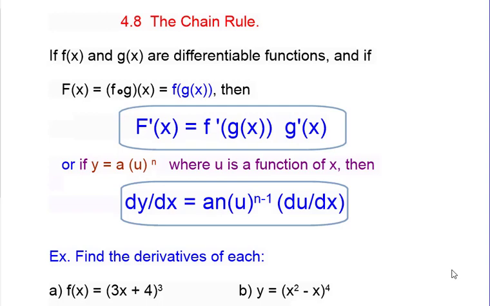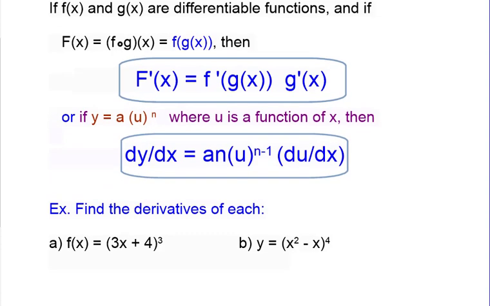Today we're going to be looking at 4.8, the chain rule. So if f of x and g of x are differentiable equations, and if f of x is equal to f of g of x, so remember that open circle means f of g, then f prime of x is equal to f prime of g of x times g prime of x. So that looks super complicated, but it's a good thing to know for when you're given charts and stuff to solve different equations. We'll have an example of that at the end.